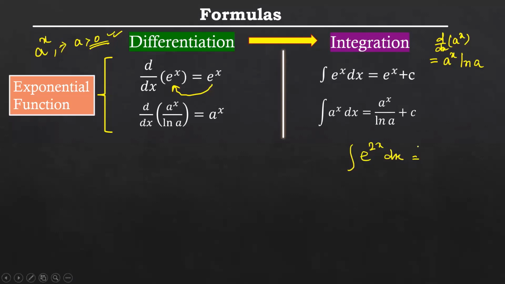Divided by 2, e to the power 2x by 2 plus the integrating constant c. That means whenever a function like e to the power ax comes, you integrate it and it gives you e to the power ax by a plus c. This is the type of function.